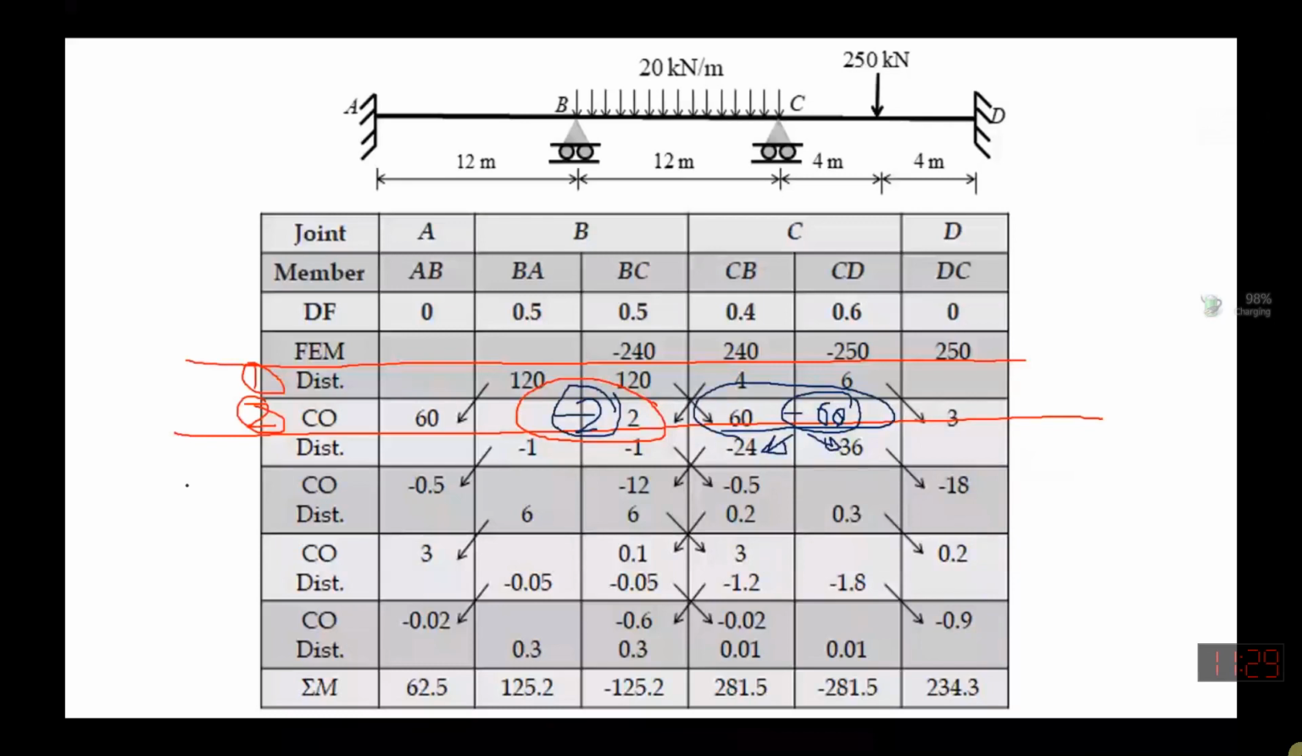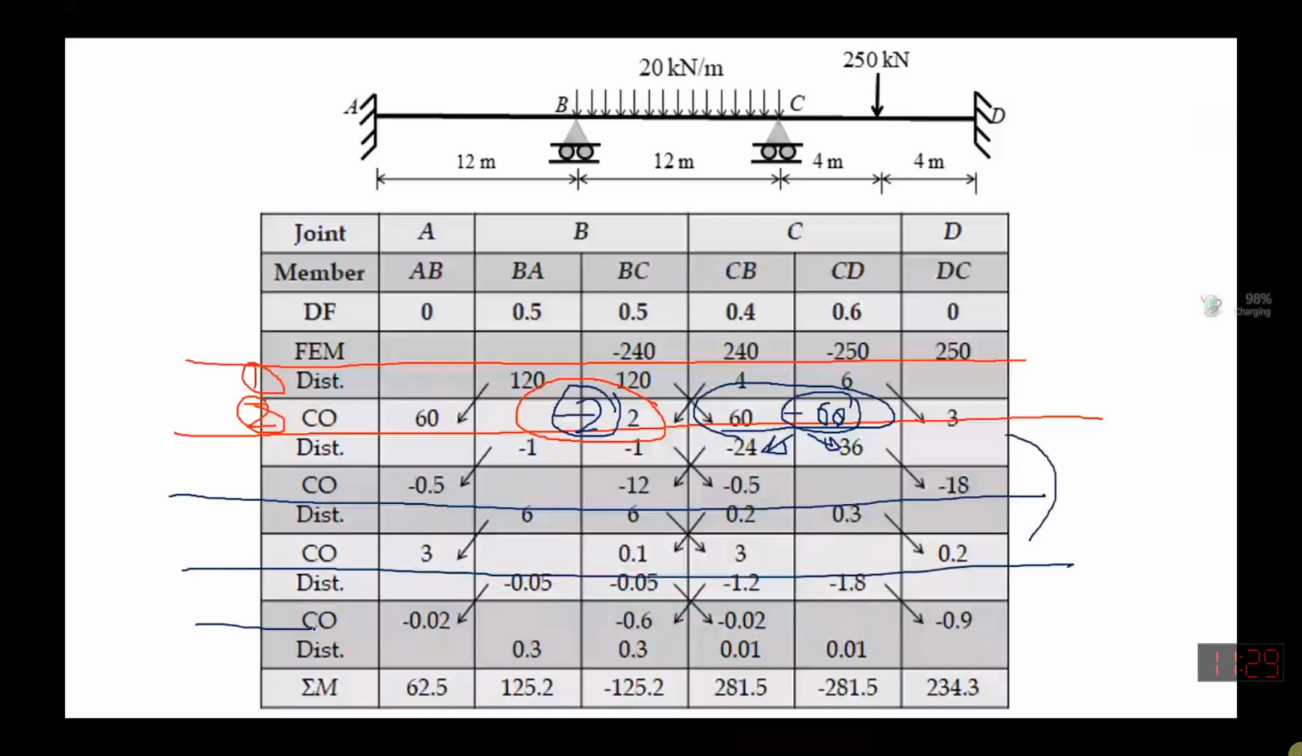So this procedure is going on now. Then in the next step you go distribution, carryover, distribution, carryover, then last distribution, and you find that the distributed moment over here at the end of the joint is approximately equal to 0 with respect to the initial value. Initially you got it as 240, so this 240 is now reduced to 0.3, and here we have a total unbalancing of 10, so this has reduced to 0.01, approximately equal to 0.